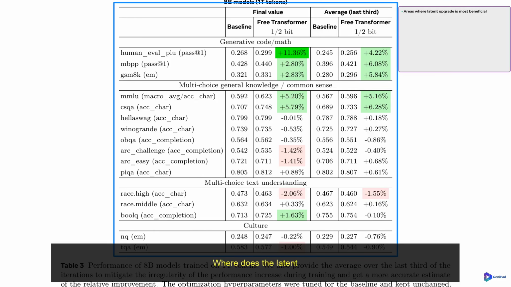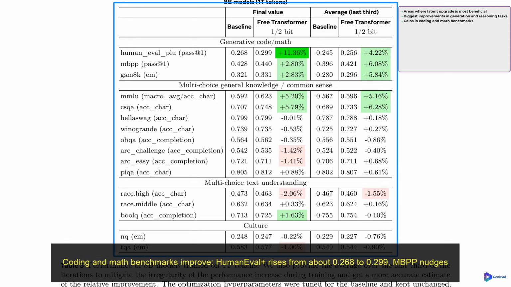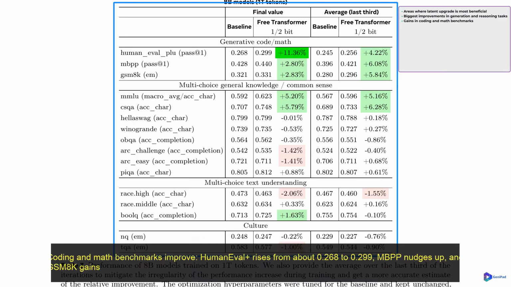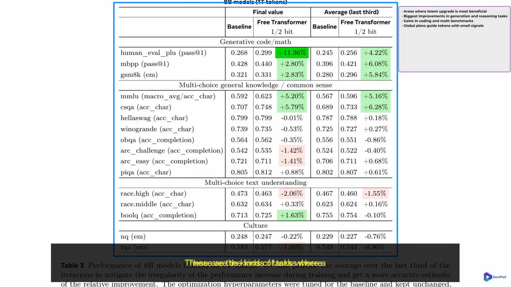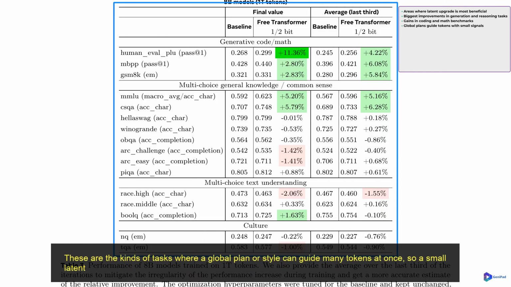Where does the latent upgrade help most? The clearest wins are on generation-heavy and reasoning tasks. Coding and math benchmarks improve. HumanEval Plus rises from about 0.268 to 0.299, MBPP nudges up, and GSM8K gains around a point. These are the kinds of tasks where a global plan or style can guide many tokens at once, so a small latent signal pays off.